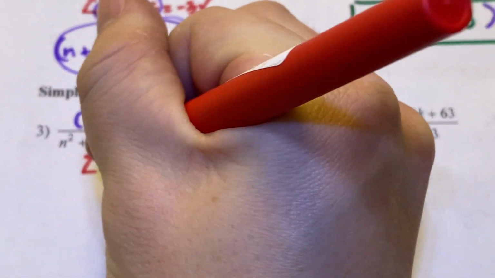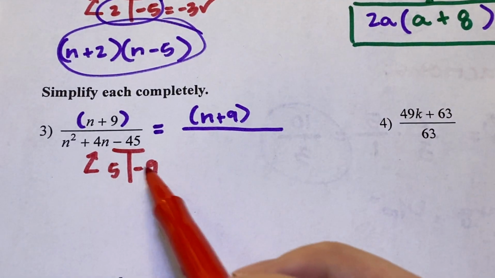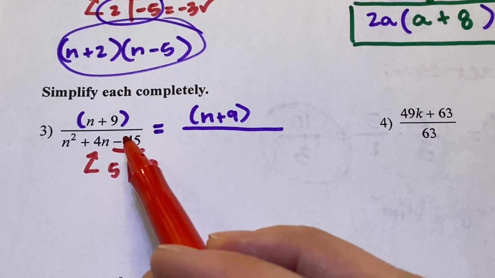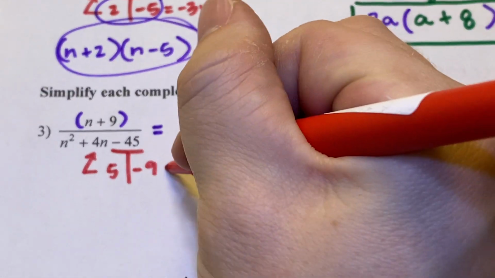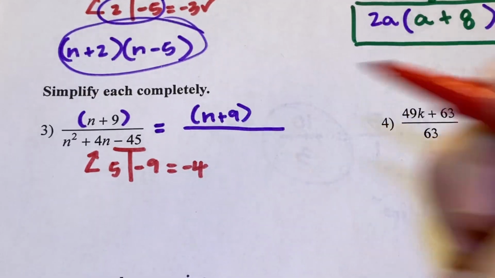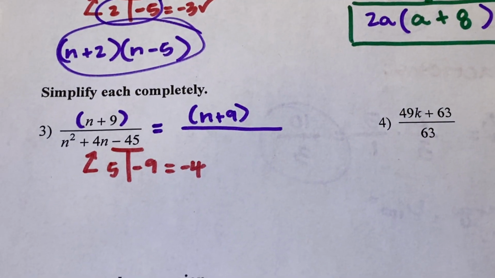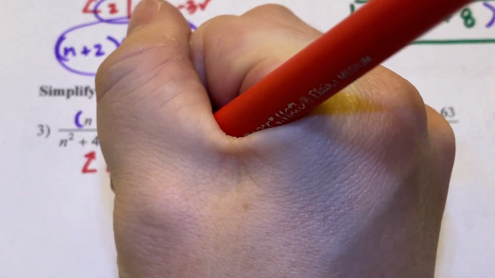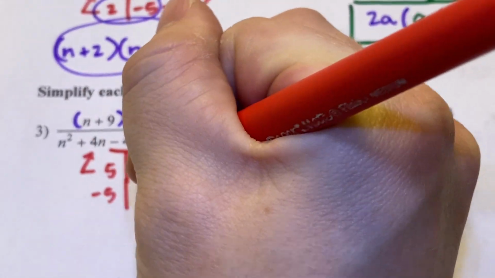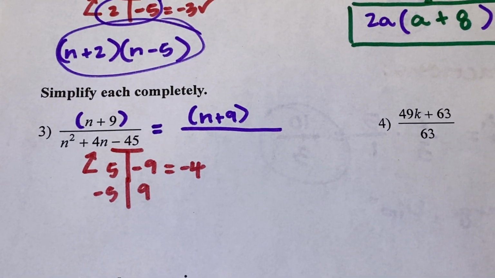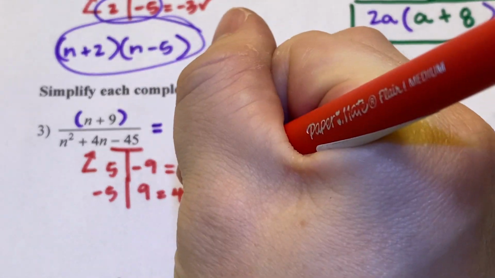Let's check. 5 and negative 9 will multiply to negative 45. You're absolutely right. But 5 minus 9 is going to give me a negative 4. Are we looking for negative 4? Oh, switch it. Let's make the 5 negative and the 9 positive. Now when I add those together, I get my positive 4.